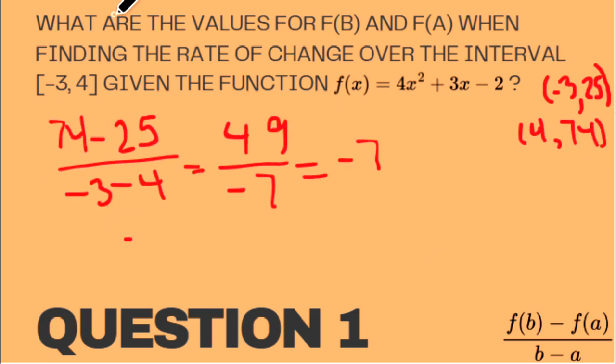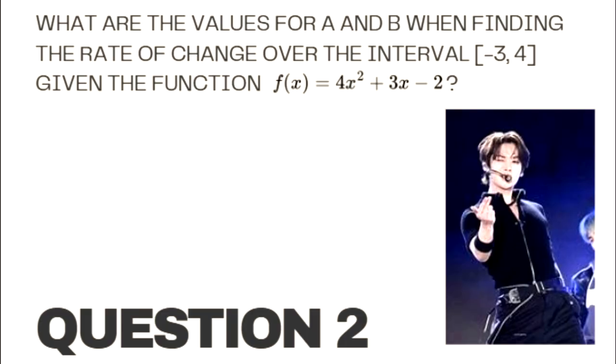So I took it farther than we had to because it just wants to know what the values for f of b and f of a are. So those values, f of b is 74, f of a is 25. I kept going. Watch me work harder rather than smarter.